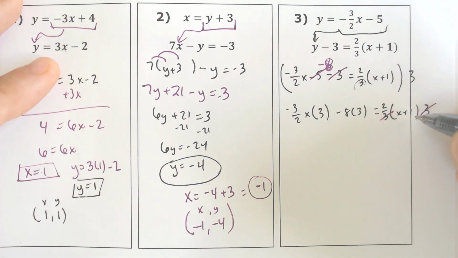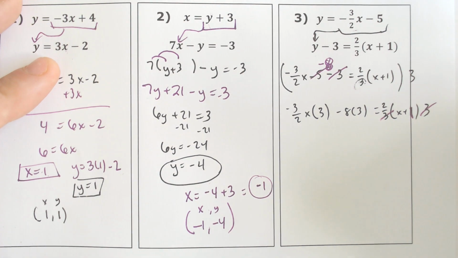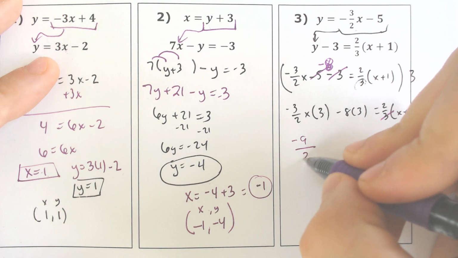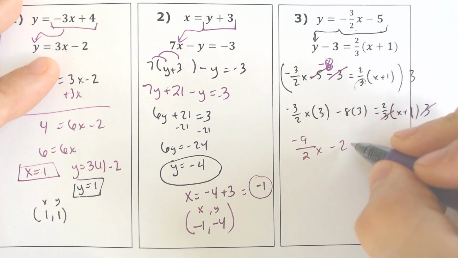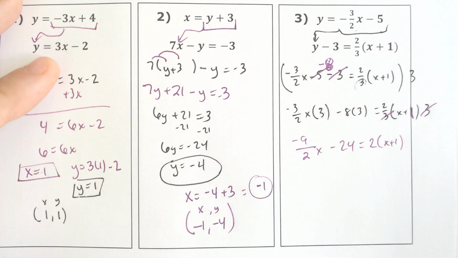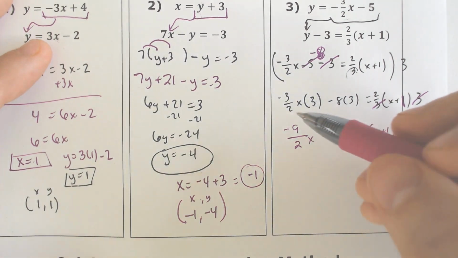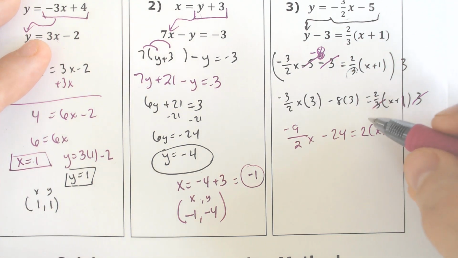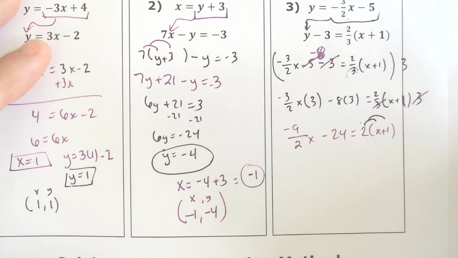That's the whole idea of multiplying by the 3. We have 3 times 3 on the top here makes negative 9 over 2x minus 24 equals 2 times x plus 1. Now in this scenario, you could multiply everything by 2 to get rid of that. You could also just distribute this 2 to kind of deal with that.